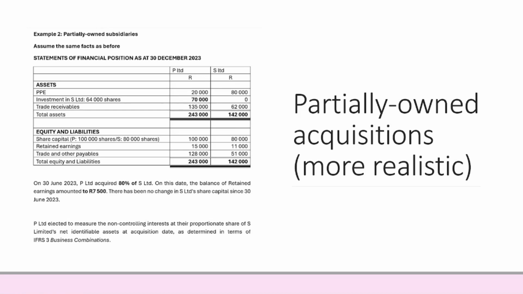But now we bought 80%, so there's obviously non-controlling interests. How do we measure those non-controlling interests? Well, IFRS 3 gives you two methods to allocate the non-controlling interest proportions. You can either do it at its proportion of net identifiable assets, meaning that you take the equity and you multiply it by whatever percentage NCI has, and in this case, it is 20%, or at its fair value at acquisition.